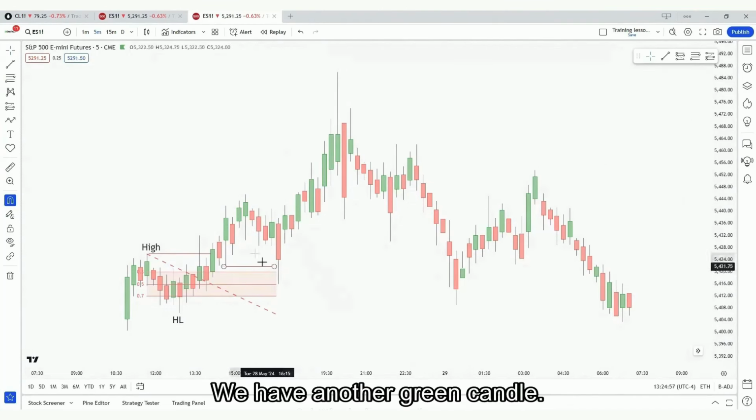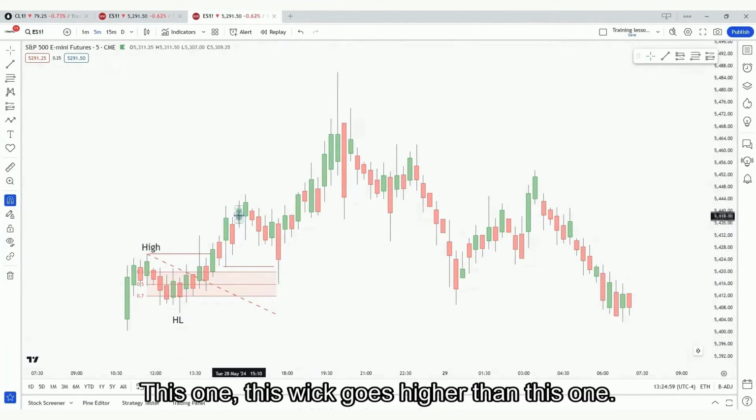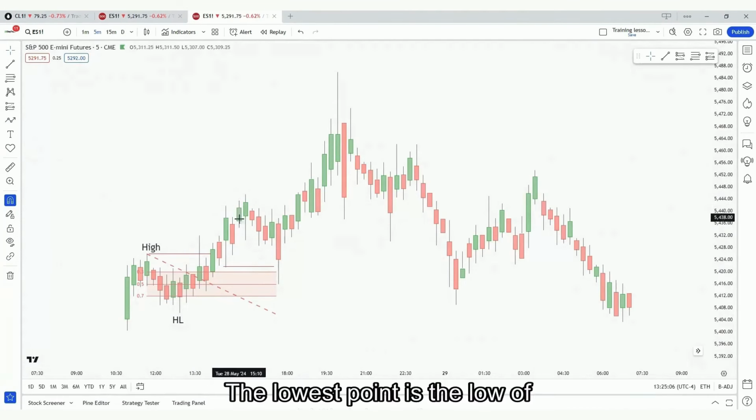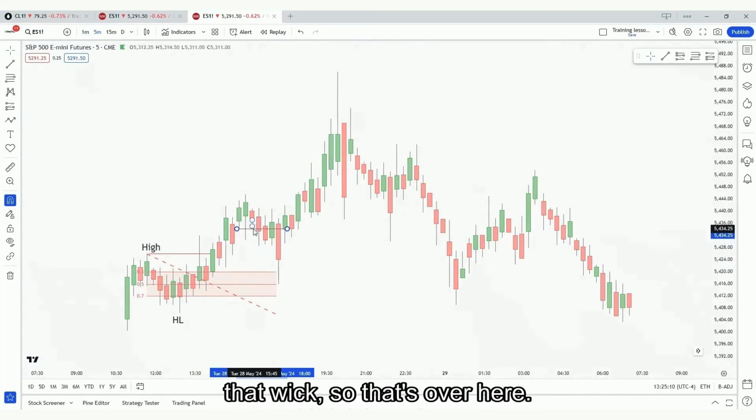We have another green candle, this one. This wick goes higher than this one. So from this point on, we start looking at this candle. The lowest point is the low of that wick. So that's over here.